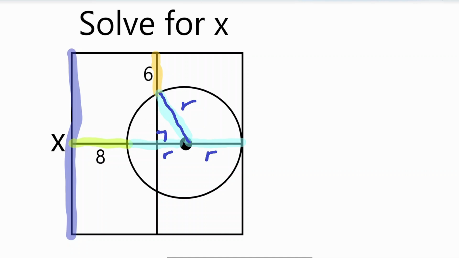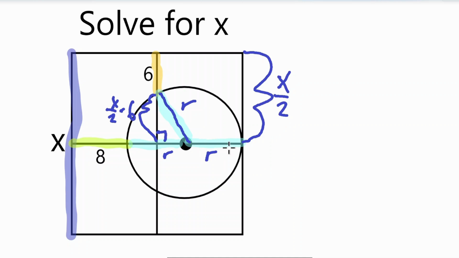Since the full length of the square is x, that means that 1/2 of it must be x over 2, right? So that means that this side length of our triangle must be x over 2, the full thing, minus the 6. And now for the bottom value of our Pythagorean theorem, it would be this length, which is x over 2, minus this r here, right? So this value would be x over 2 minus r.